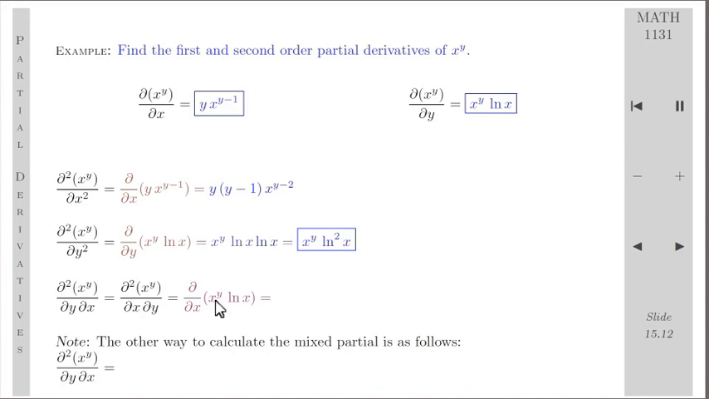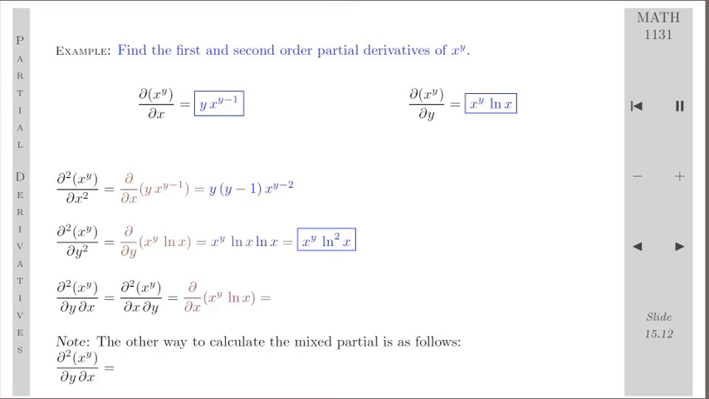Now I have the variable in both factors, which means I have to use the product rule. The first factor is x power y. If I differentiate that with respect to x, I'm going to use the power rule because I have a variable to a constant power. Remember that we are differentiating with respect to x, so I treat y as if it's a constant. Of course, we already know the answer to this.